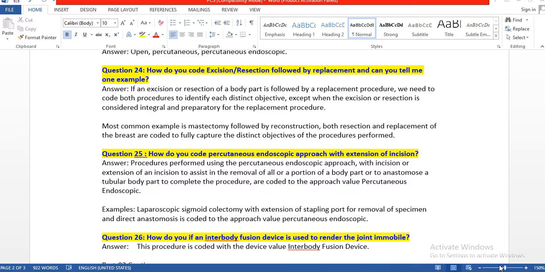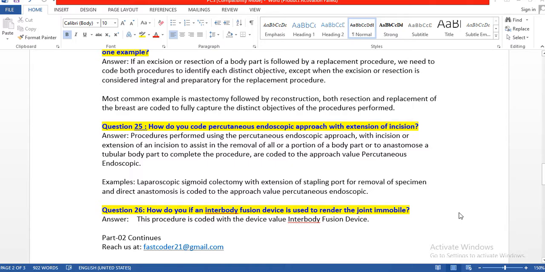Answer. If an excision or resection of a body part is followed by a replacement procedure, we need to code both procedures to identify each distinct objective, except when the excision or resection is considered integral and preparatory for the replacement procedure. So for this, the most common example is mastectomy followed by reconstruction. Both resection and replacement of the breast are coded to fully capture the distinct objectives of the procedures performed. Very easy example, mastectomy.